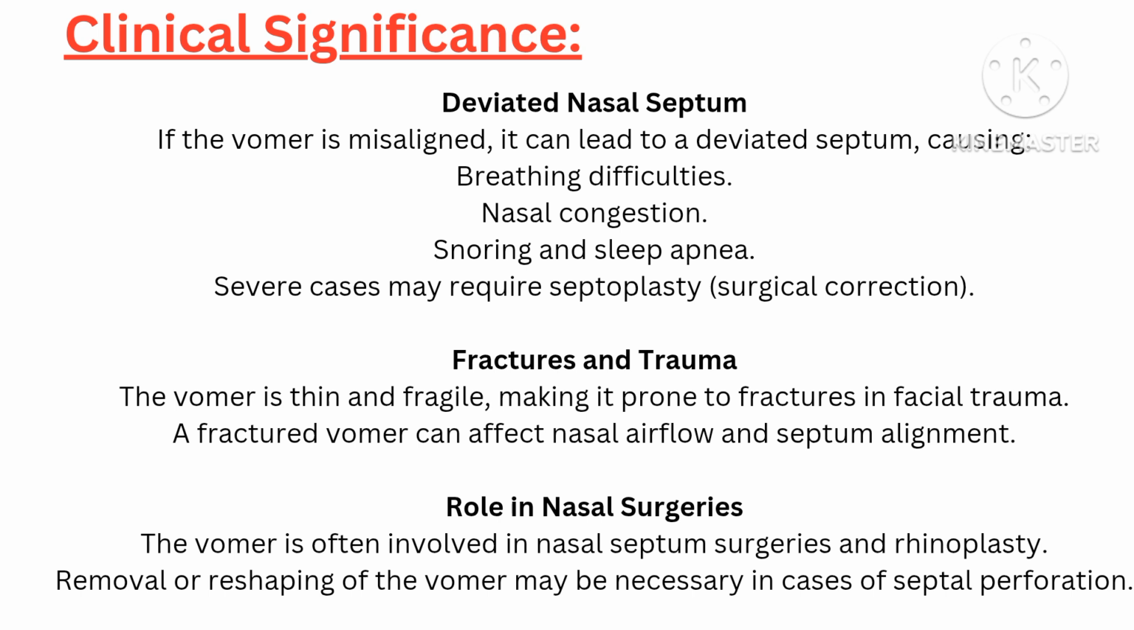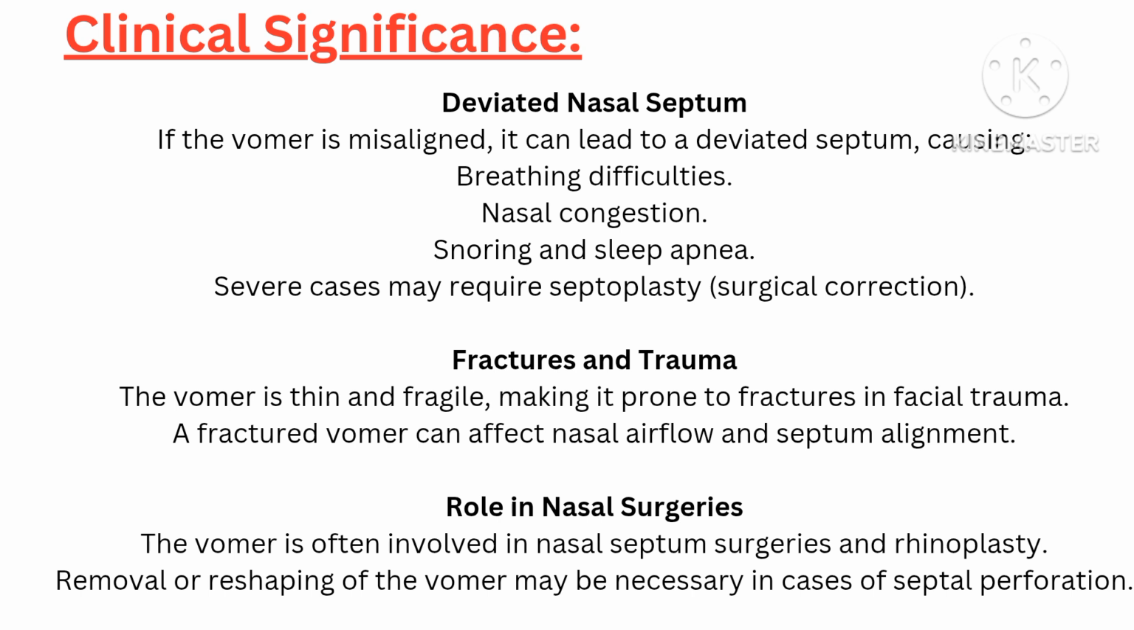Clinical significance. Deviated nasal septum. If the vomer is misaligned, it can lead to a deviated septum, causing breathing difficulties, nasal congestion, snoring and sleep apnea. Severe cases may require septoplasty, surgical correction.